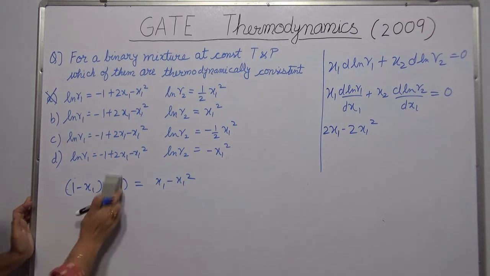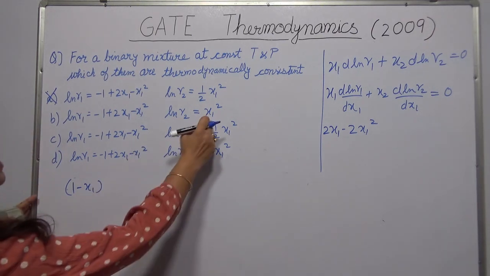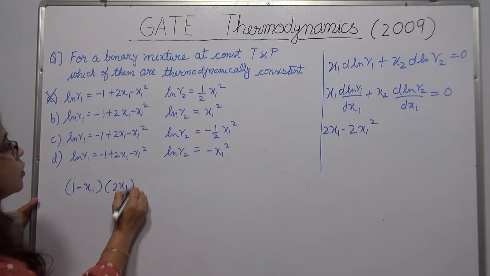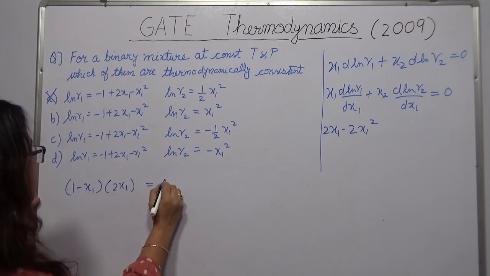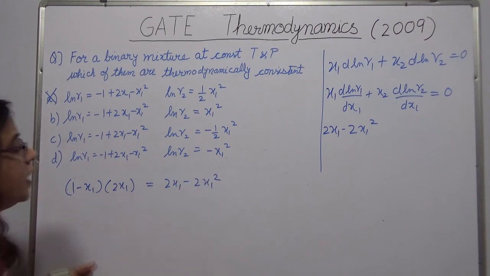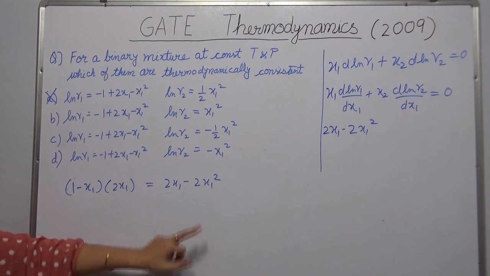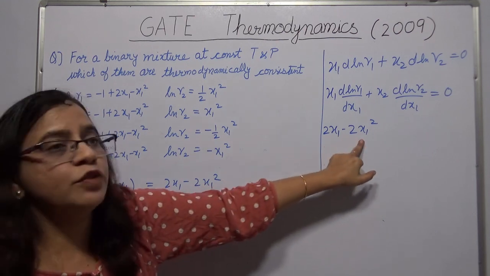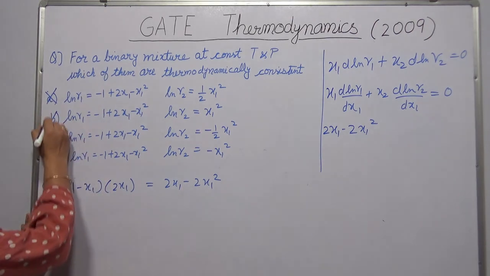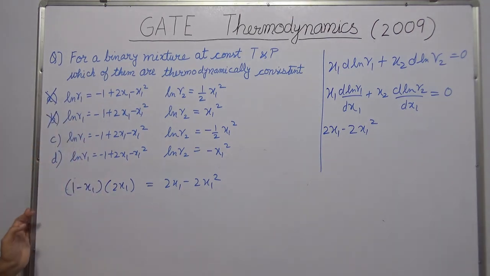Okay. So your second option is x1 square. If you take the derivative of this, it will be 2x1. So it will be 2x1 minus 2x1 square. Okay, if I add it over there, then it will become 4x1 minus 4x1 square, so it doesn't make it 0. So again, option B is not thermodynamically consistent.